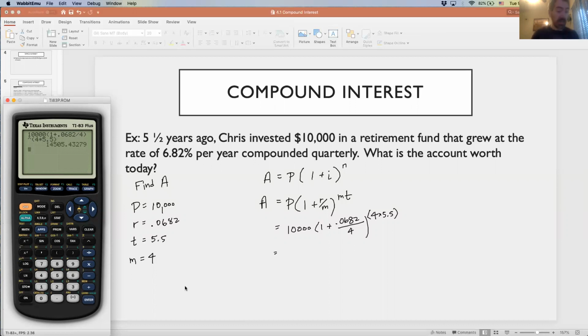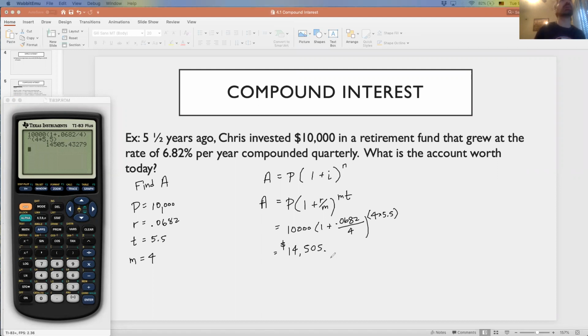Okay, and we get an answer of 14,505. That is $14,505. And now once you get to the final answer, you can round to 2 decimal places since we're talking about money, 0.43. So if Chris invested $10,000 5.5 years ago at a rate of 6.82% compounded quarterly, then his account will be worth $14,505.43. All right, so he made $4,505 in interest over that 5.5 years, which is a pretty good amount.